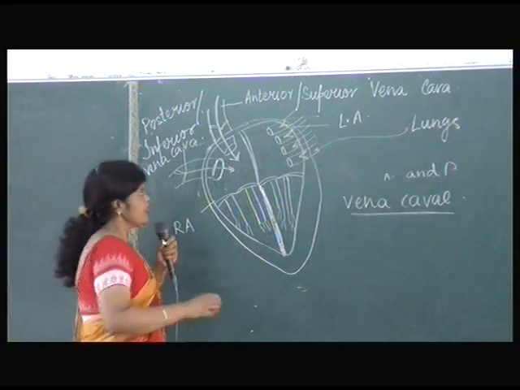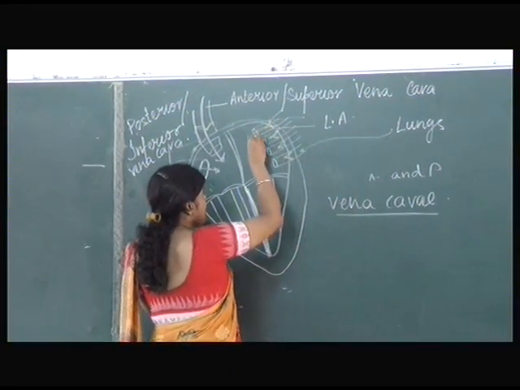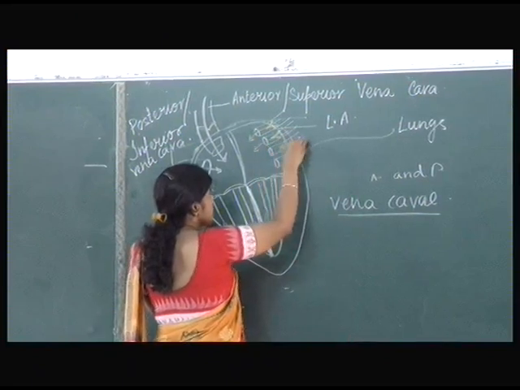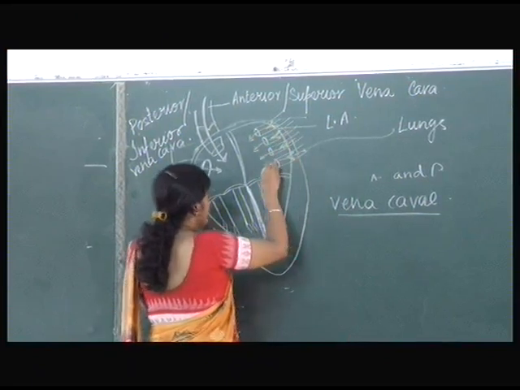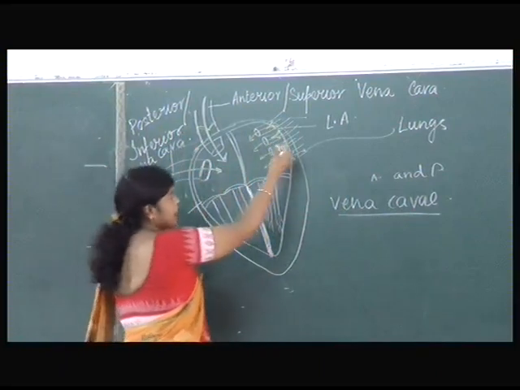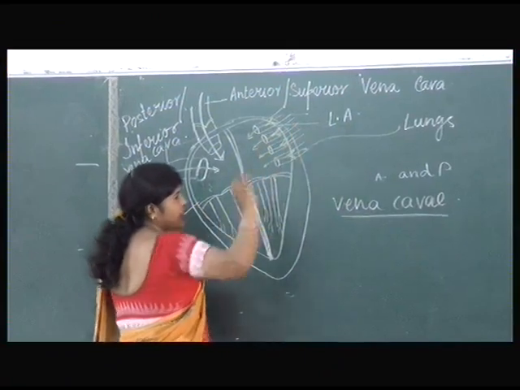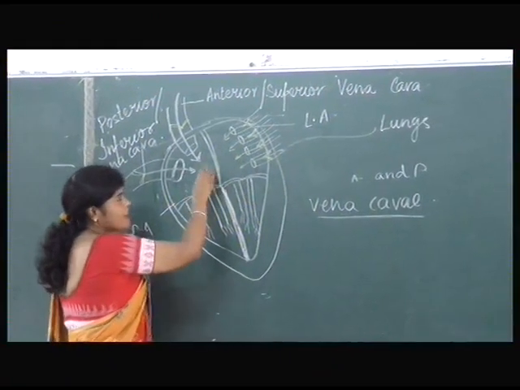So in both cases, we are seeing the auricles are actually receiving blood. In one case, blood is coming into the auricle from different parts of the body. In the other chamber, blood is coming into the heart from the lungs. Is it clear? So both are receiving blood.